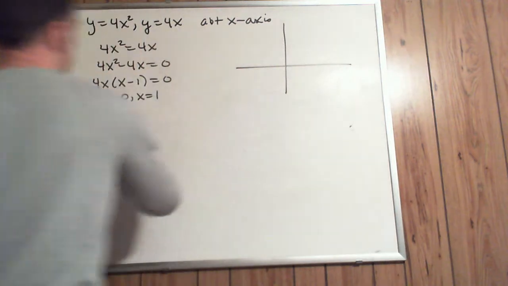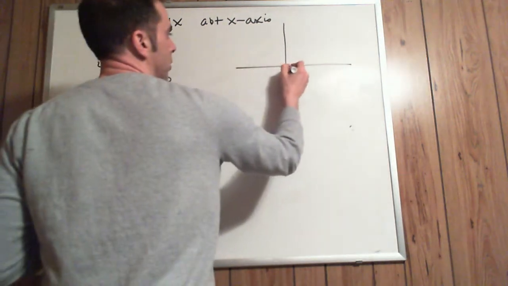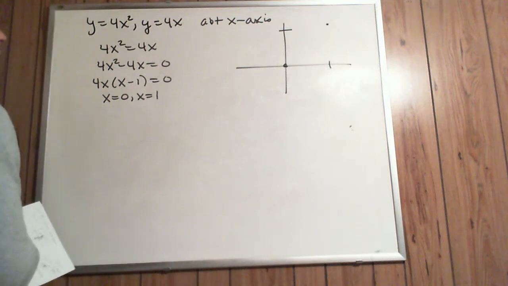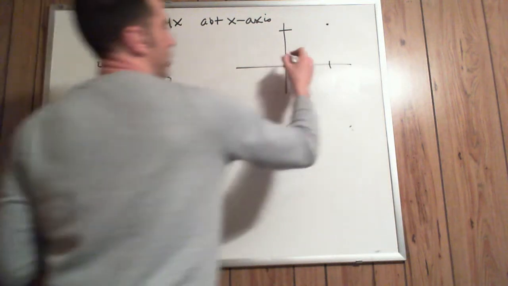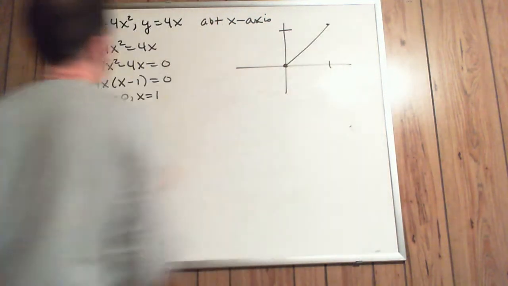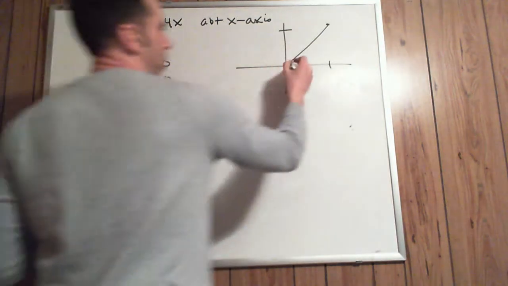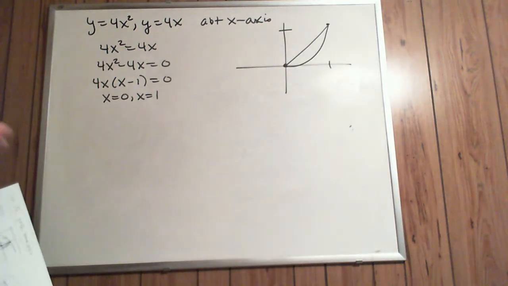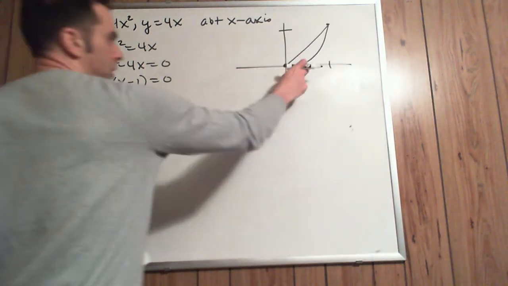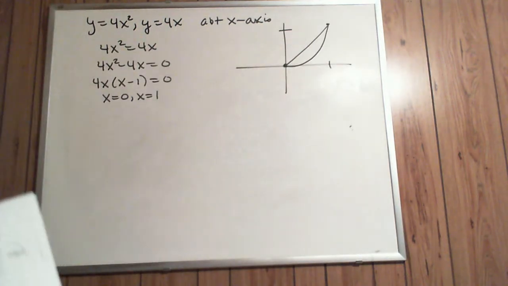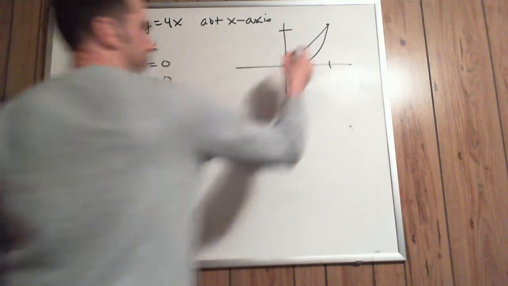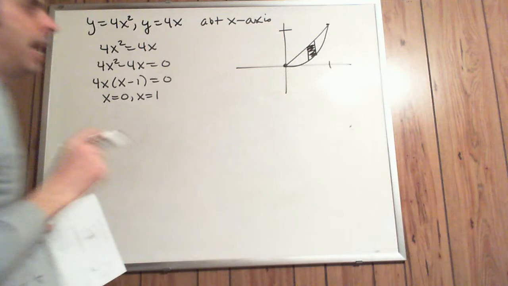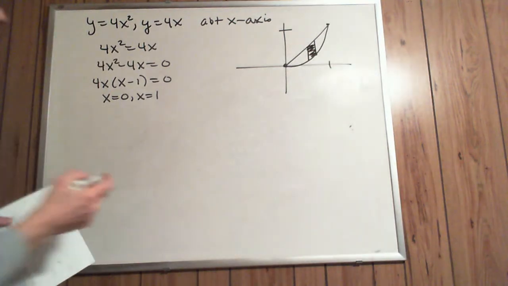Sketch it. When x is 0, y is 0. And when x is 1, y is 4. This is the line y equals 4x. And we know that y equals 4x squared would be this piece right here. And if you're in question which one's on top, which one's on the bottom, pick an x in between and graph. This is the area. This gets the rectangle. And now it's about the x-axis.